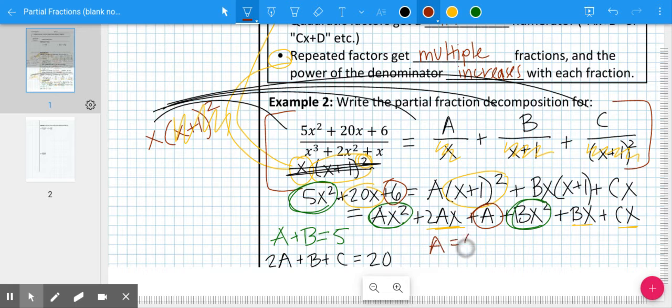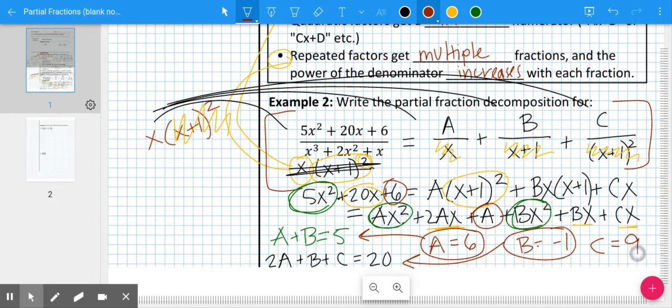Well, if a is 6, then I can plug that in here, and I find very quickly that b is -1. If b is -1, then I plug that in here. Go ahead and do that and tell me what c is. Beautiful job. C is 9. Okay, great. We got A, B, and C. That's not our answer. Our answer is the partial fraction decomposition.